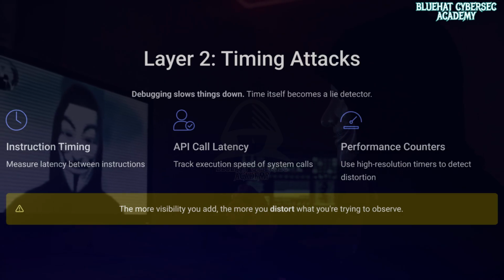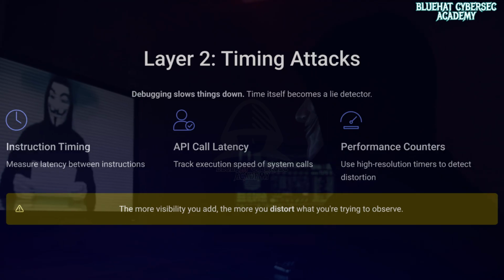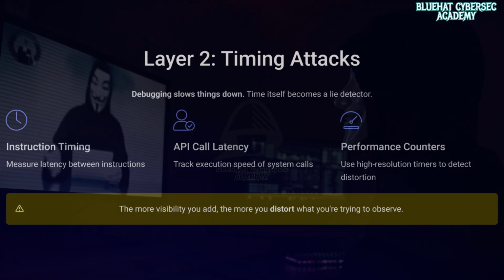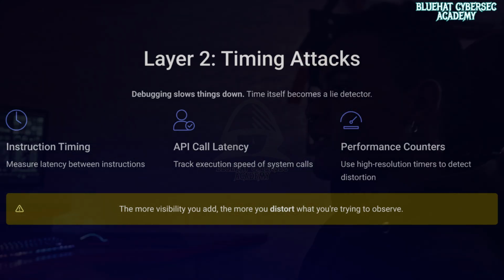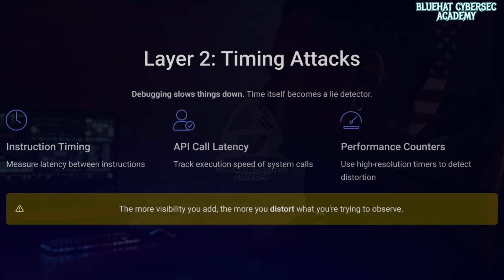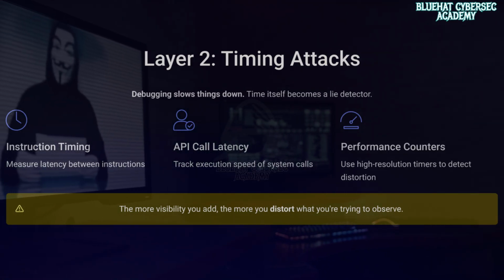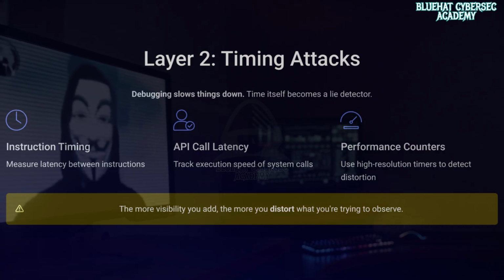Then we move into something more subtle, which is timing attacks, when time itself becomes a lie detector. The idea here is simple. Debugging slows things down, so malware may measure the time between instructions. It may track execution latency of API calls. It may even rely on high-resolution performance counters. And if execution takes too long, it draws a conclusion.